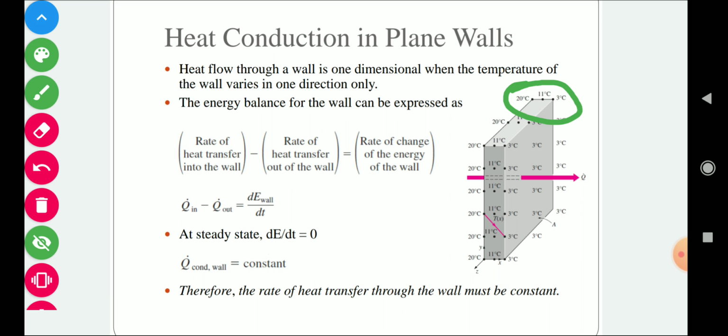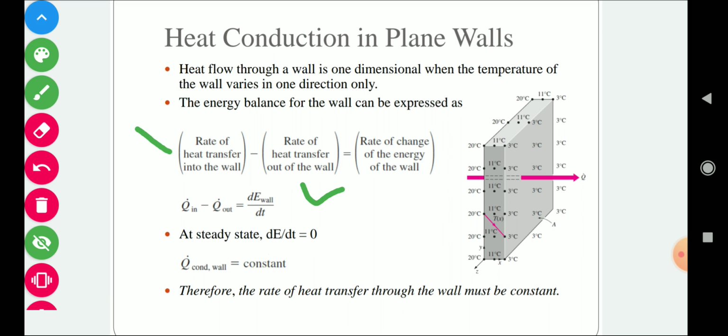The wall is maintained at fixed temperatures on the outside and inside planes, and temperature variation occurs only through the thickness of the wall. So the heat will transfer only in one direction, because only in this direction is there a temperature gradient. It is a problem of one dimensional heat transfer. If we apply an energy balance in that case, the energy is conserved. So the rate of heat transfer into the wall minus the rate of heat transfer out of the wall will be equal to the rate of change of energy of the wall, or the rate of energy accumulation in the wall, because energy is conserved.